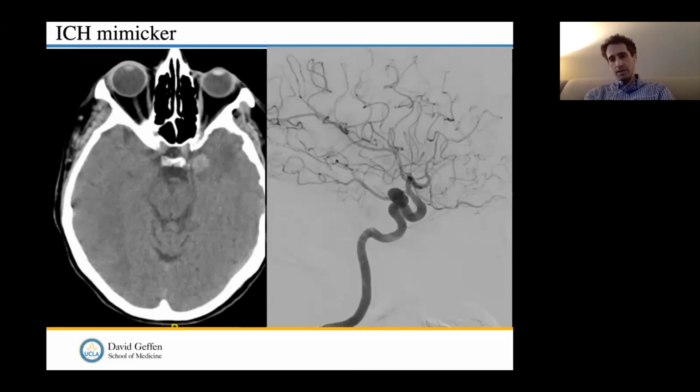So this is an example of a fetal type PCA, meaning it's coming off of the carotid artery and there's not much contribution from the basilar artery. And the pulsations of this aneurysm and the brain irritation is what's causing the edema. But it's the aneurysm itself which is appearing bright on the CT scan and making it look like a hemorrhage, even though it's not. If we could go to the next slide.